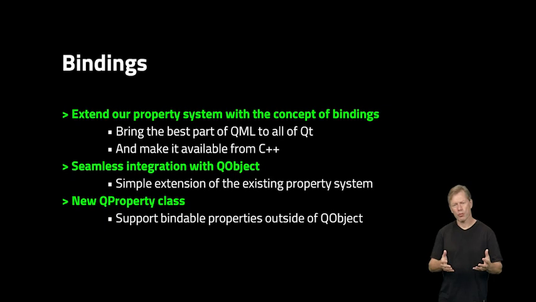We've now brought this property system from Qt Quick back down into the base of Qt, into the core libraries, and make it available to the C++ side of Qt, and make sure that you can use it all over Qt everywhere. We've added a seamless integration with QObject, which is basically a simple extension of the existing property system, and we've added a new QProperty class that makes bindable properties also possible outside of QObjects.